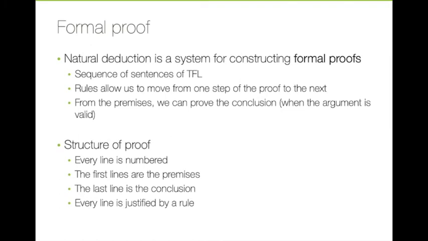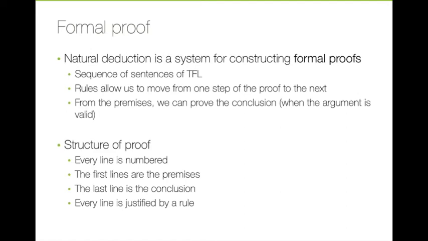Instead of tables, the natural deduction system offers rules for constructing formal proofs. Formal proofs start with some set of assumptions. In this case, that will be the premises of an argument in truth functional logic. And then the natural deduction system gives us rules for moving from those assumptions to prove a conclusion based on those assumptions.